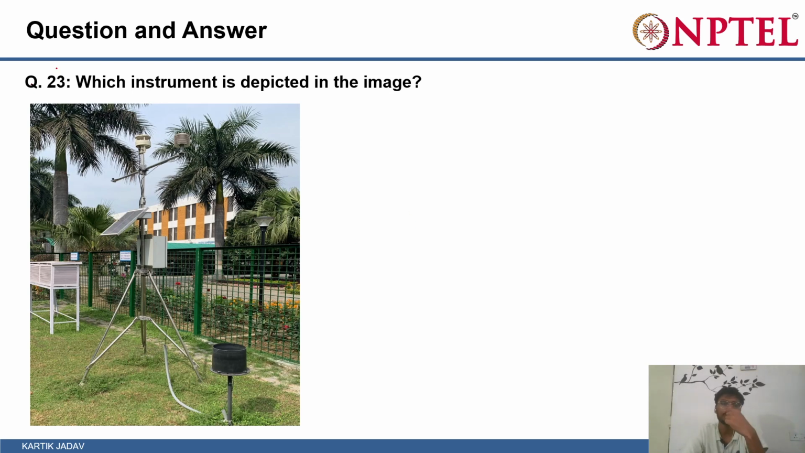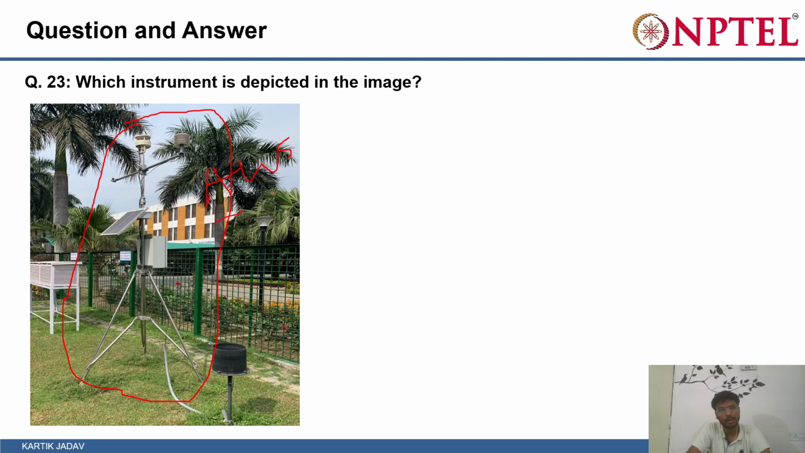Now, which instrument is depicted in the image? I am talking about this instrument. So what is this? Do you have any idea? Anyone? So this is known as AWS.